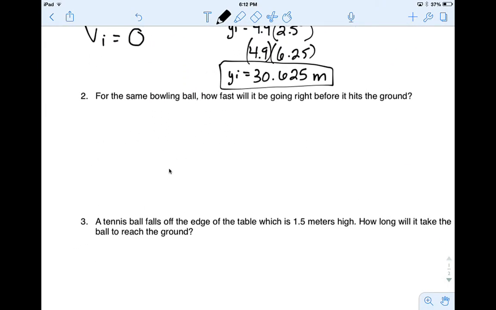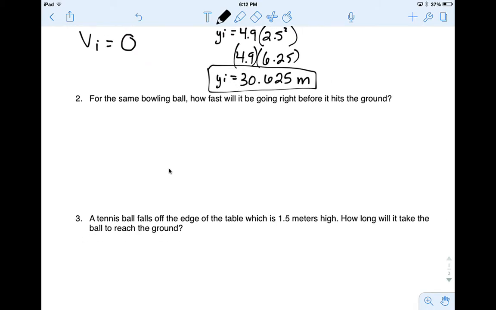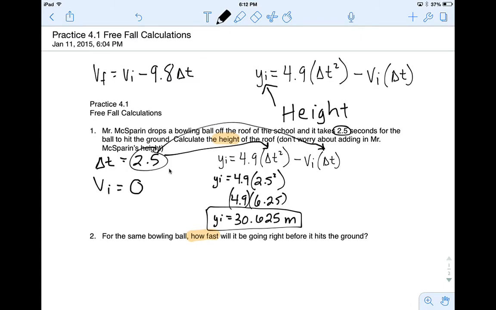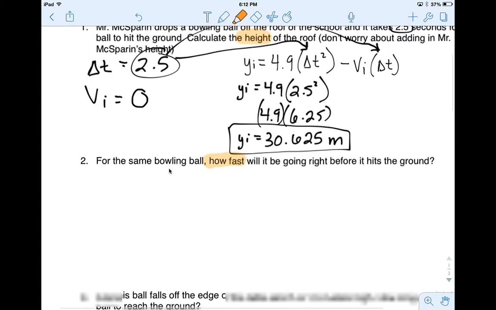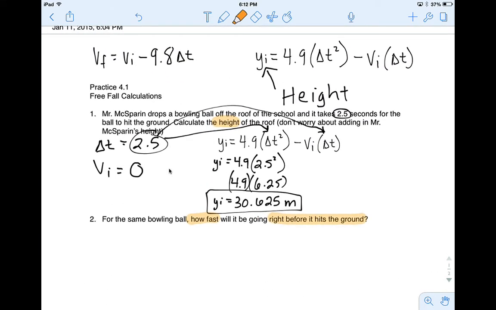Now, number two: for the same bowling ball, how fast will it be going right before it hits the ground? Now what we're looking for is how fast, and how fast sounds like a velocity. Specifically, it says how fast will it be going right before it hits the ground. That tells me at the end is where I'm looking for its speed. So that sounds like it's VF, not VI, that I'm looking for.